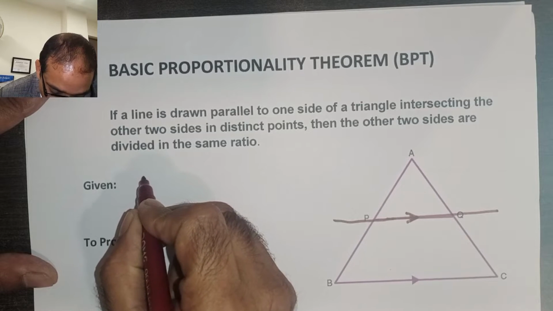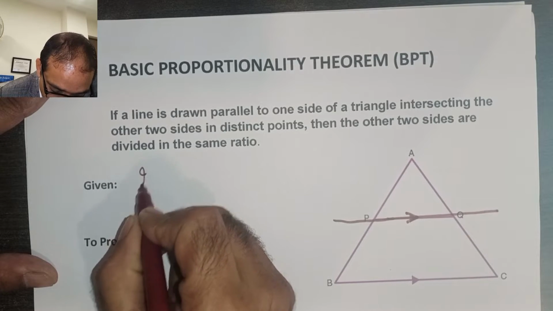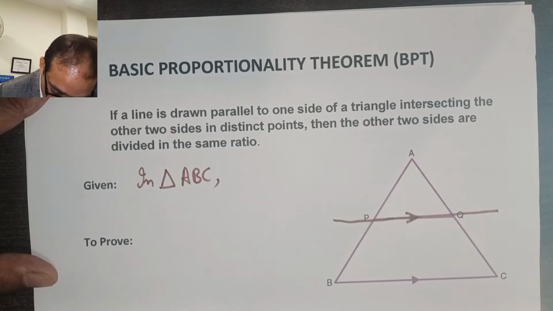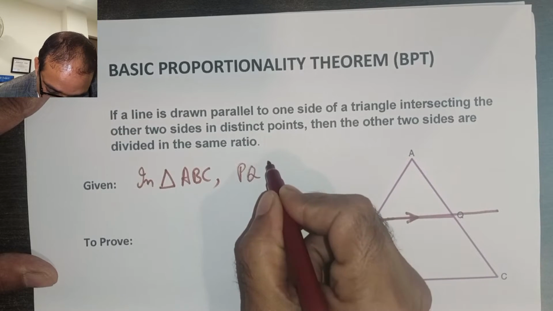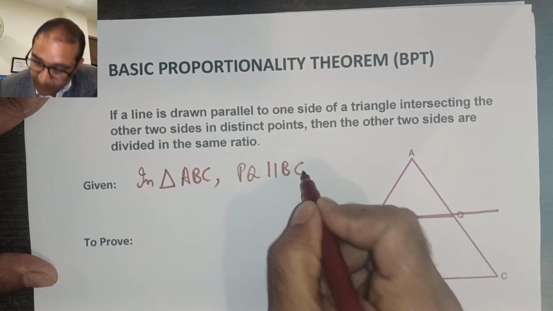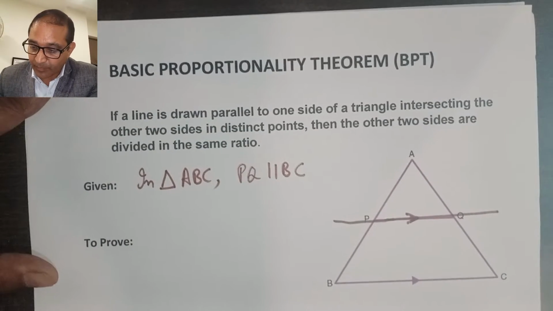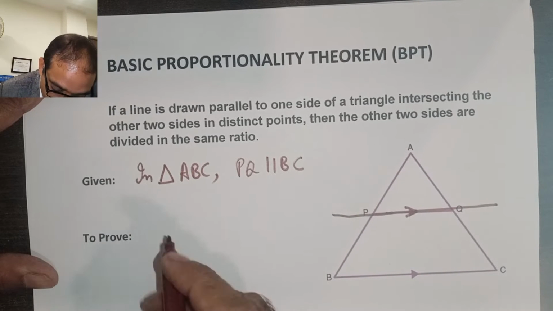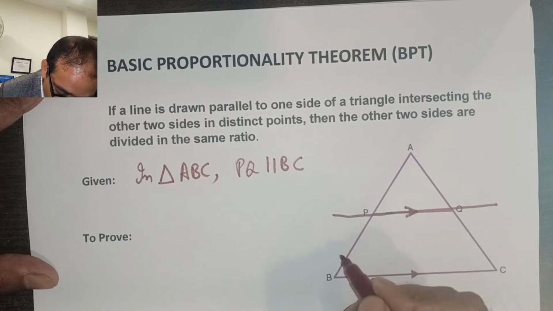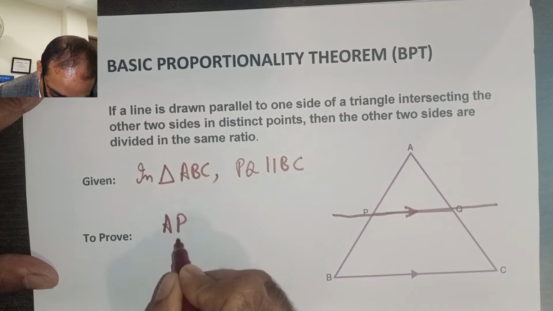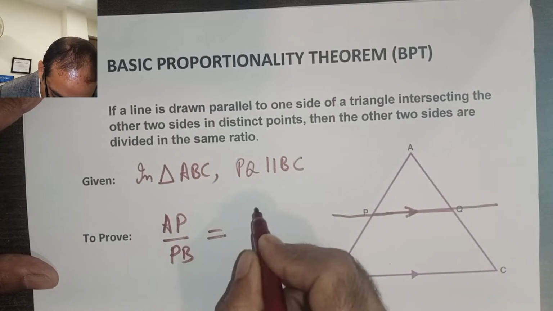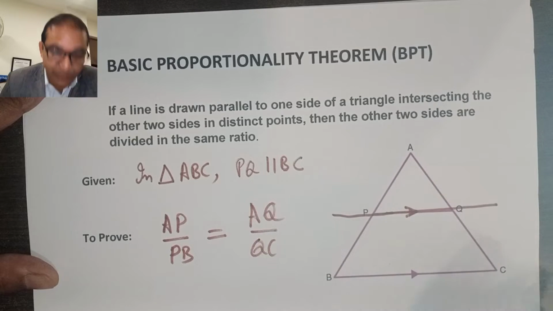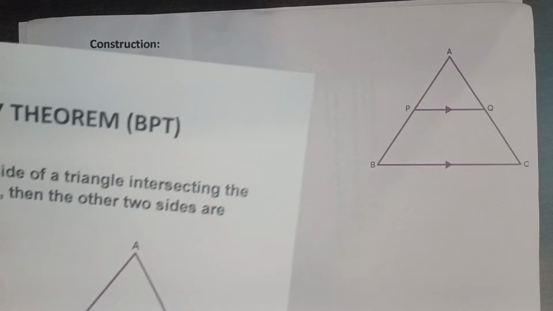So, what we have here as given is in triangle ABC, the line PQ is parallel to BC. And we have to prove that AP upon PB is equal to AQ over QC. So let us see how we can do that.